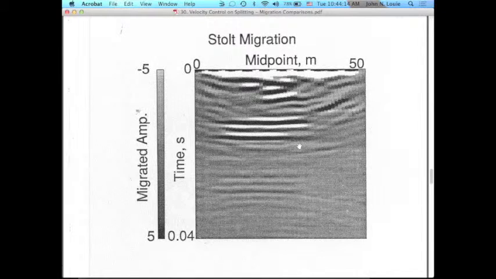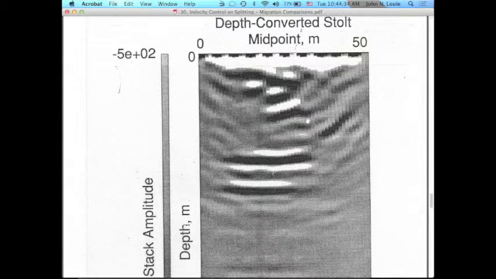Here's a Stolt migration of the stack. Using the correct average velocity above the low velocity zones, there's the dipping structure, and it's headed toward the right place, especially if we depth convert it. That's just stretching out the y-axis to bring it correctly.